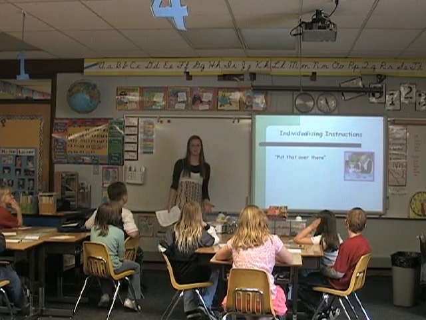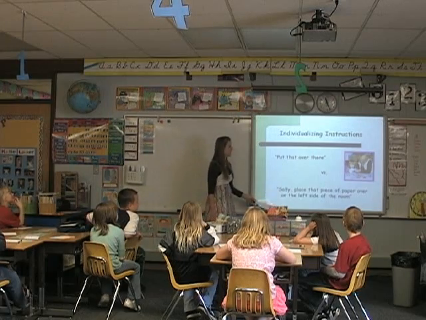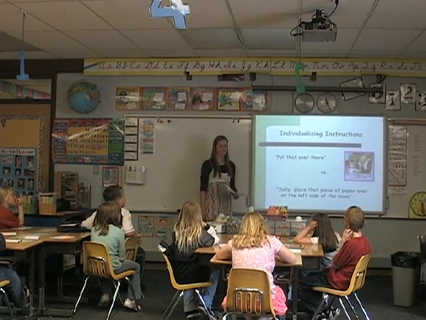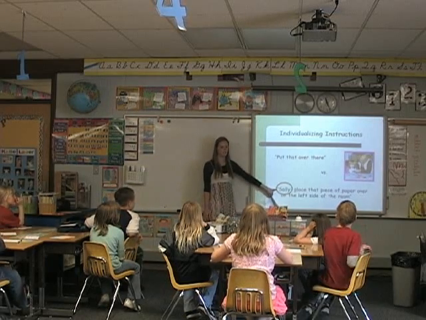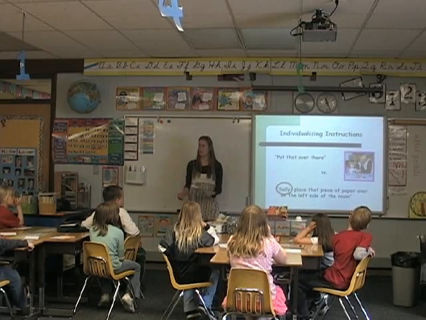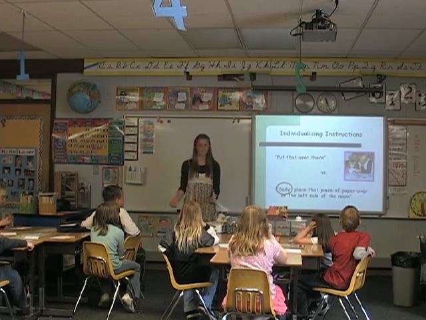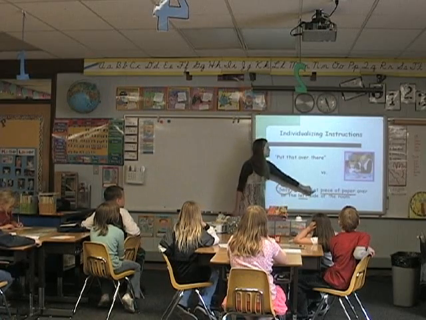that's pretty general. You don't know what you're talking about. You don't know who you're talking to. So you want to say something like, Sally, place that piece of paper over on the left side of the room. If you notice, I have the name of the person that you're talking to, so you have to address who you're talking to so then they have your attention. You're looking them in the eye so they know who you're talking to. And then what you're talking about, put that.